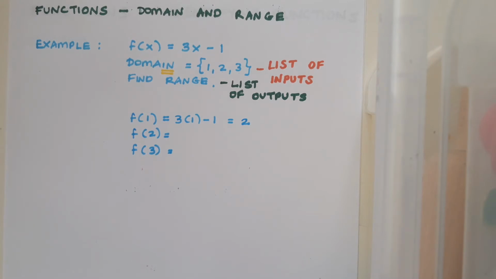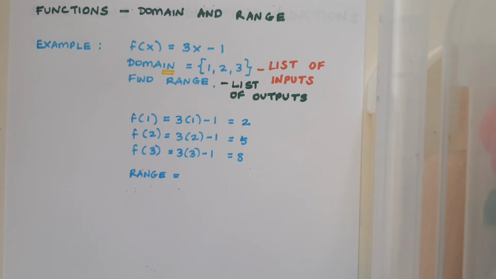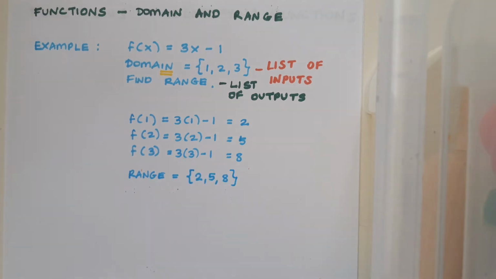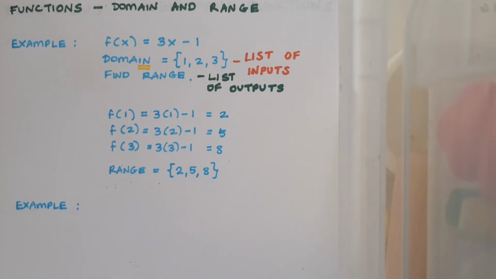So first of all, f of 2 is 3 times 2 minus 1, which gives a result of 5, and f of 3 is 3 times 3 minus 1, which gives a result of 8. So these three values here are my outputs. I want to write my range in the same way that I wrote my domain. This time the range equals 2, 5 and 8.